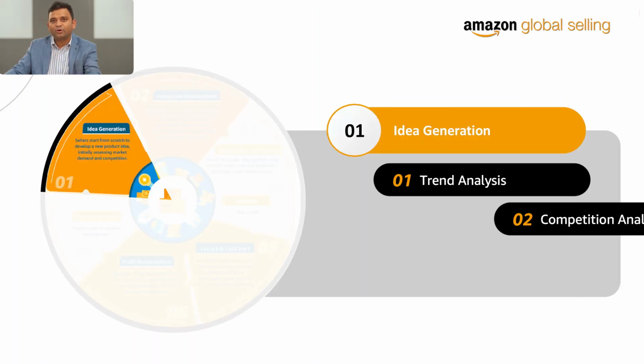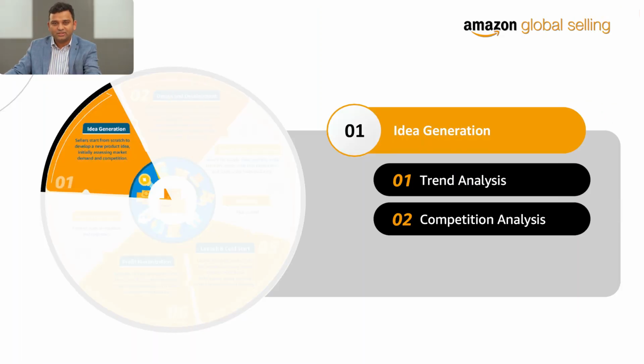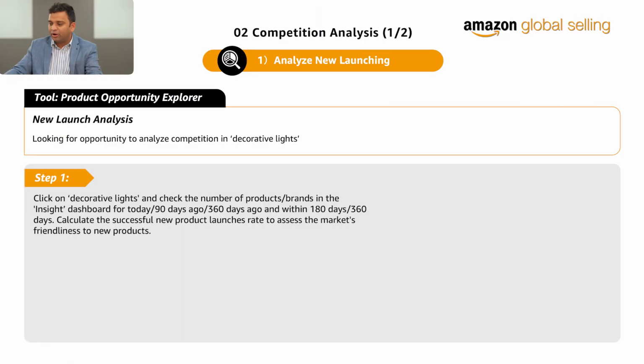Now we will look at competition analysis. For this, we will use the same Product Opportunity Explorer. Let's now search for decorative lights and see what is the opportunity there and what is the competition in that segment. Click on decorative lights. Check on number of products or brands in the insights dashboard for today, 90 days or 360 days, or within 180 days to 360 days.